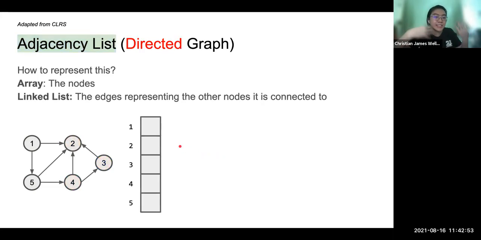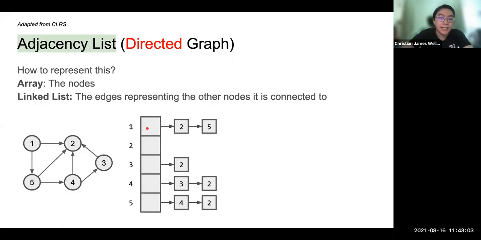Let's say we change the specification a little bit. We work with a directed graph, so it matters whether you go from 1 to 2 or 2 to 1. It's the same representation, but you only care about what each node is connected to. Node 1 here is connected to 2 and 5. But for node 2, everyone points to node 2. It doesn't have any outgoing edges, so the linked list here is empty.